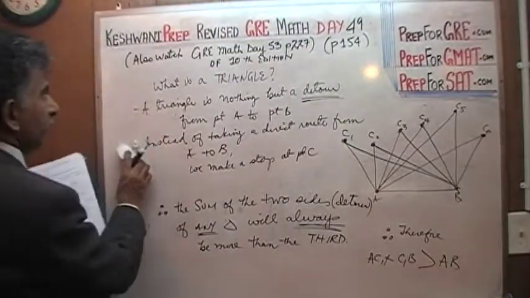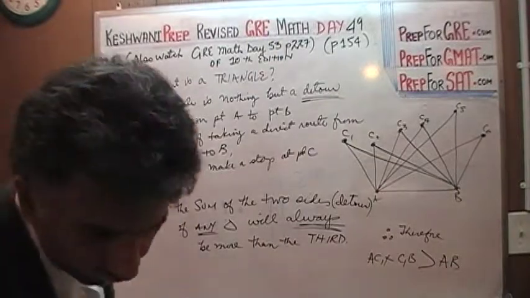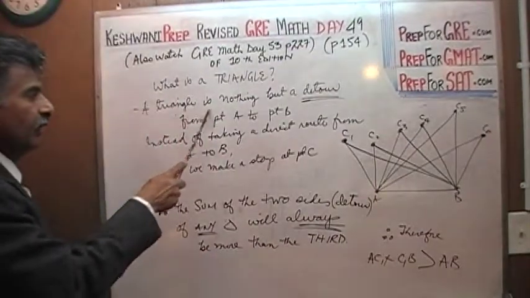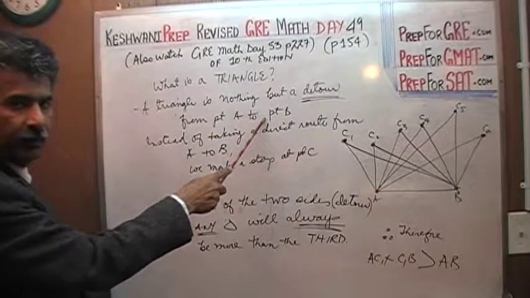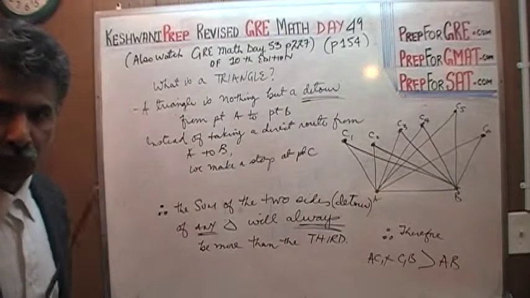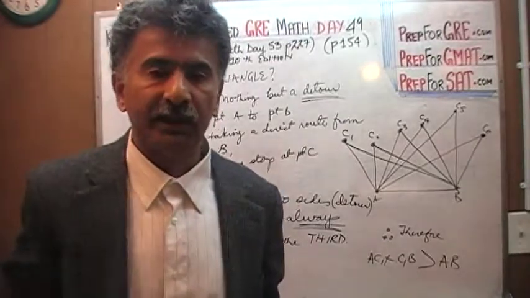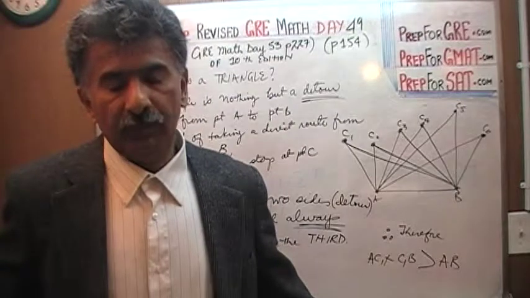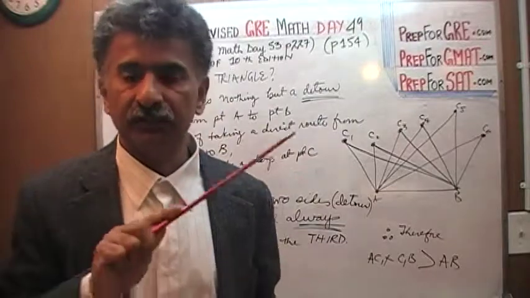So now let's solve the problem that we have at hand. I need the room, so I need to erase this stuff here. So one more time before I erase it. A triangle, what is a triangle? A triangle is nothing but a detour from point A to point B. A direct route from point A to point B is a straight line. The shortest distance between any two points is a straight line. Therefore, if you take anything other than that, you're going to end up traveling more, and therefore the sum of those two sides will always be more than the third side, which is the direct route.